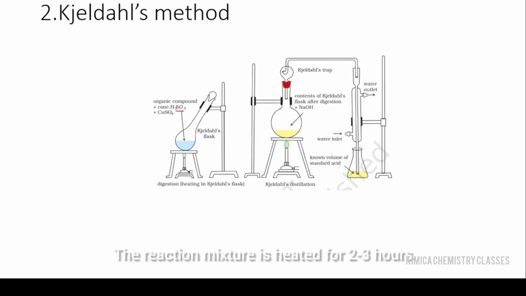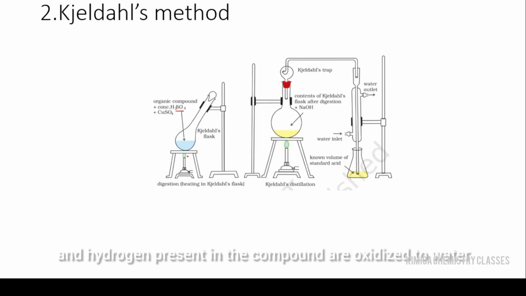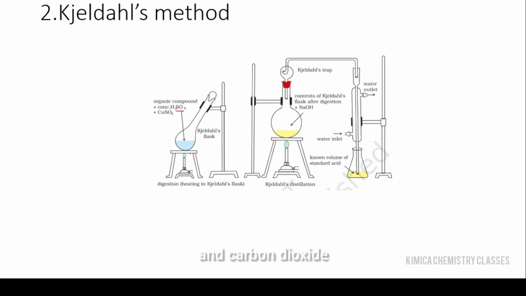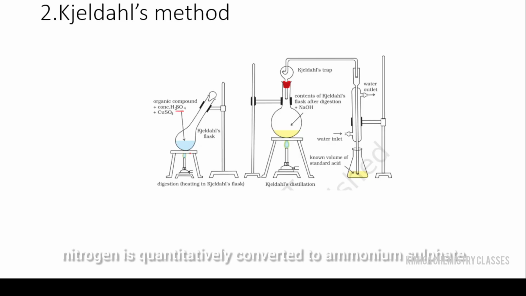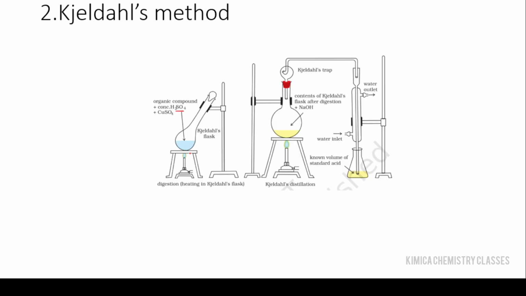The reaction mixture is heated for 2-3 hours, and the carbon and hydrogen present in the compound are oxidized to carbon dioxide and water, and nitrogen is quantitatively converted to ammonium sulfate, right? So carbon dioxide and water vapor escape through the loose stopper, while ammonium sulfate remains in the flask. Right, so the Kjeldahl flask is then cooled and the contents of the flask are transferred to the round bottom flask.